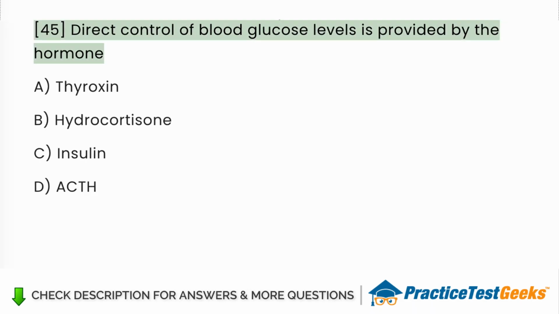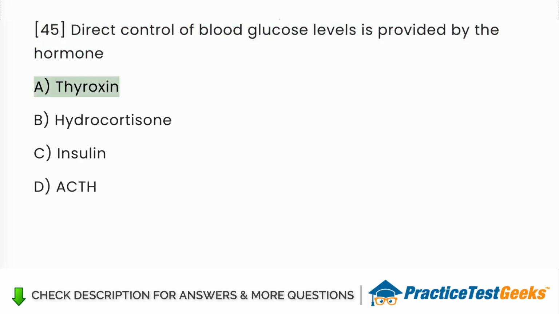Direct control of blood glucose levels is provided by the hormone A. Thyroxine. B. Hydrocortisone. C. Insulin. D. ACTH.